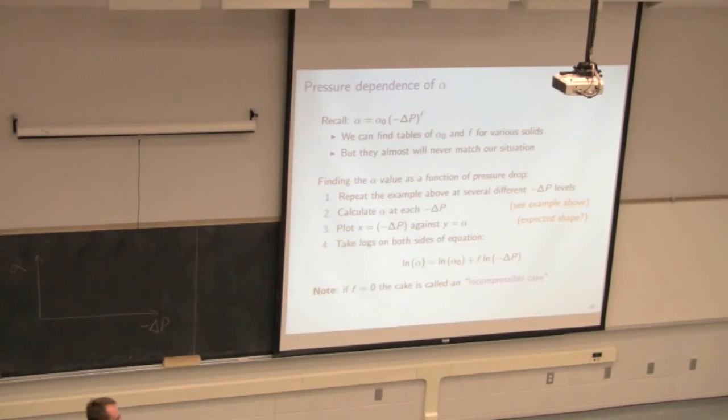The density of the particle, K1, epsilon. So K1 is a constant, density of the particles is constant. Epsilon is going to change. Which way is epsilon going to change if you increase the pressure? How is epsilon going to change if you increase pressure?